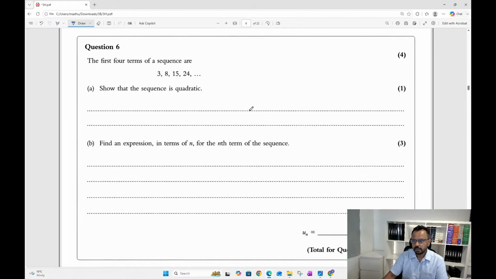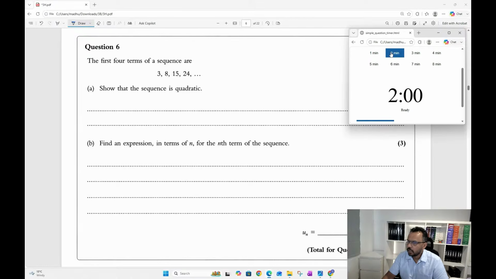Right, Shrutika, here's quadratic sequences. Pretty standard question, guys, but let's quickly do this. I'm going to give you 2 minutes for both. Go on, let's do it.